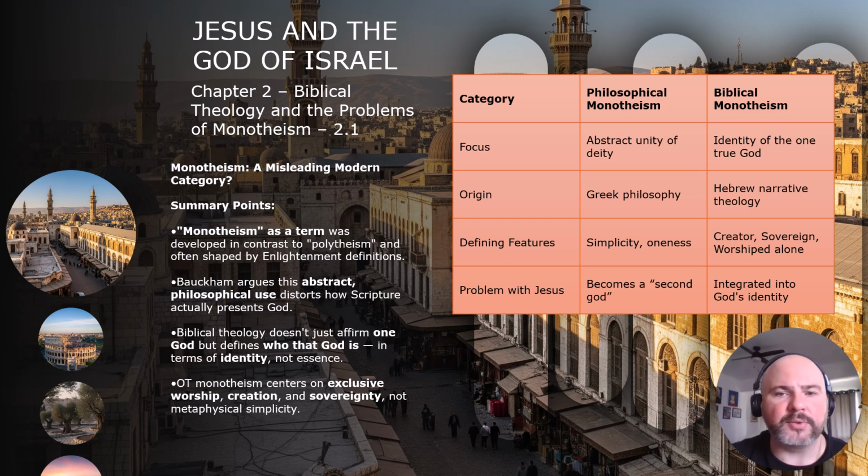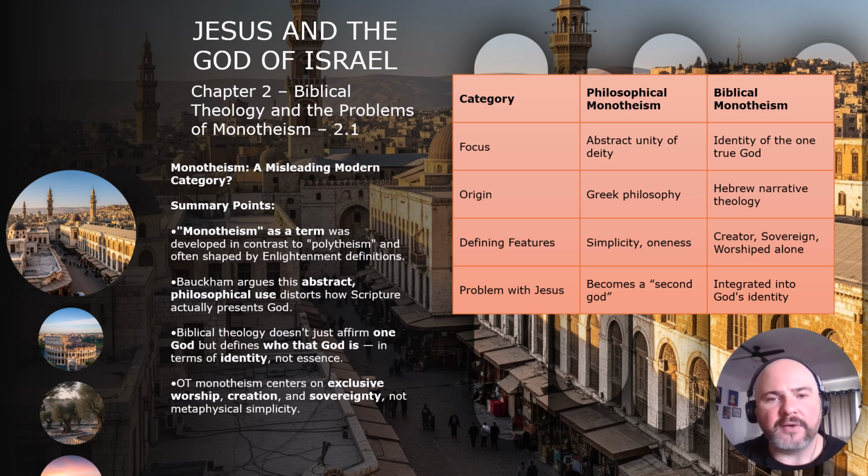He argues that biblical texts, especially in the Old Testament, do not approach God's uniqueness in abstract philosophical terms. Instead, the emphasis is on God's identity revealed through actions. God is the creator, the sovereign, and the one worthy of worship. So when we talk about monotheism biblically, we aren't merely saying there is one God. We are identifying who that one God is and how he acts in history and covenant. Let's now walk through that chart on this side, which contrasts philosophical monotheism with biblical monotheism.